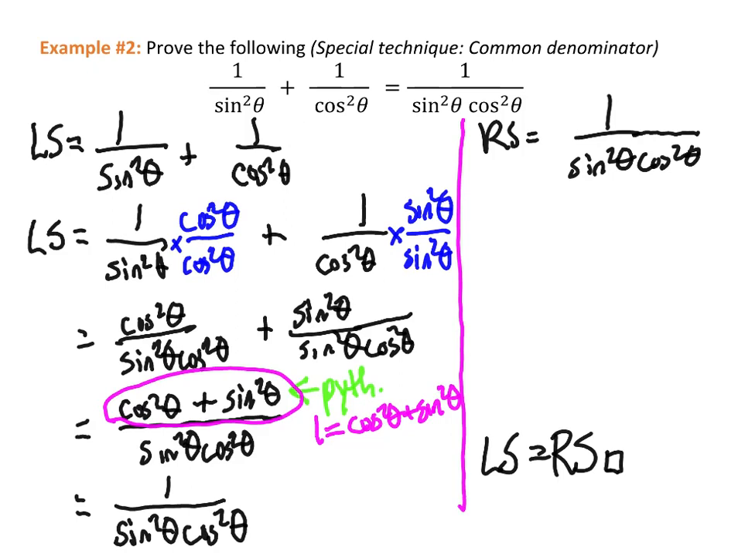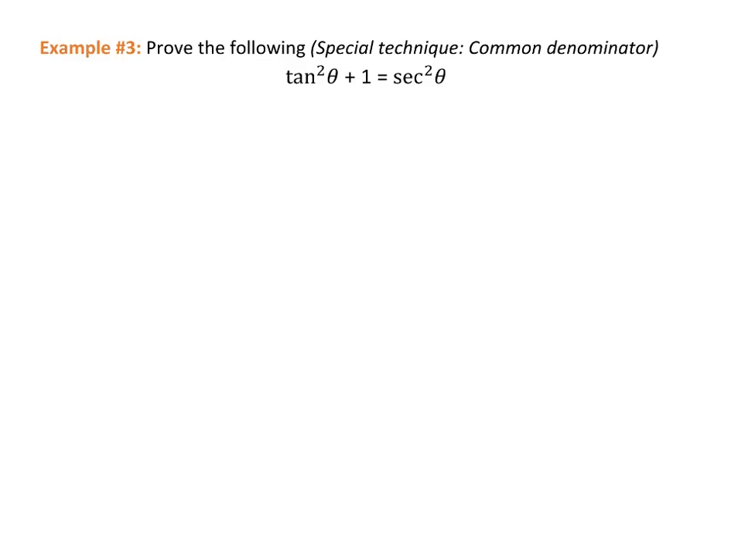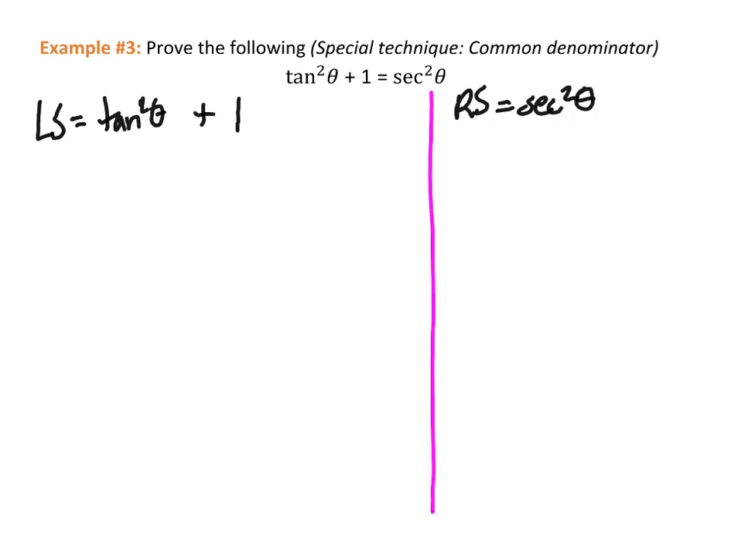We got there. All right, let's try one more. This one's also going to be a common denominator, but it's not necessarily obvious right away, and it involves your reciprocal trig functions too. So first thing you want to do, of course, is separate your left side and your right side. So your left side is tan squared theta plus 1. Right side is secant squared theta. And draw a line down there.